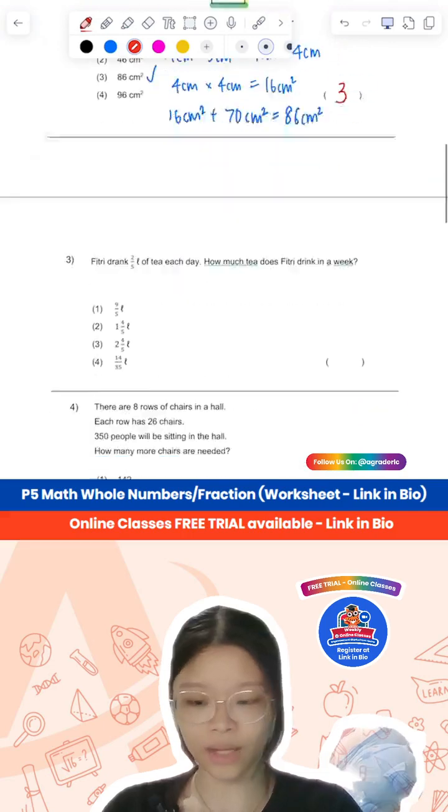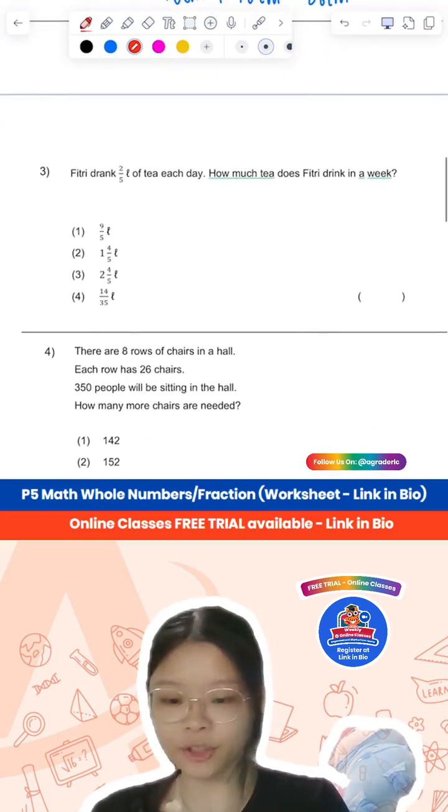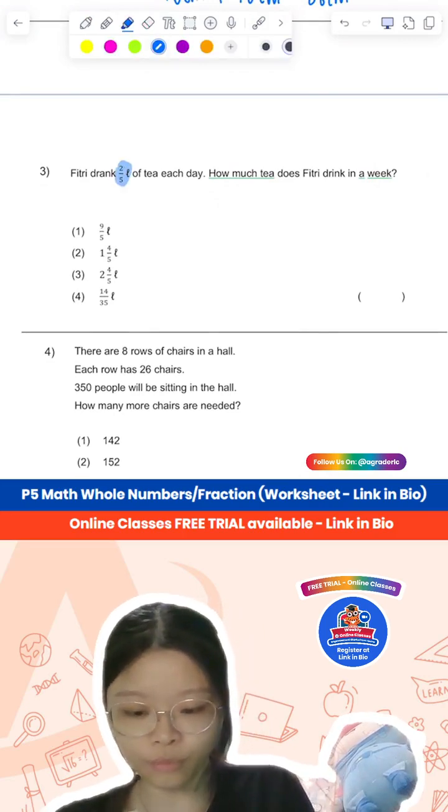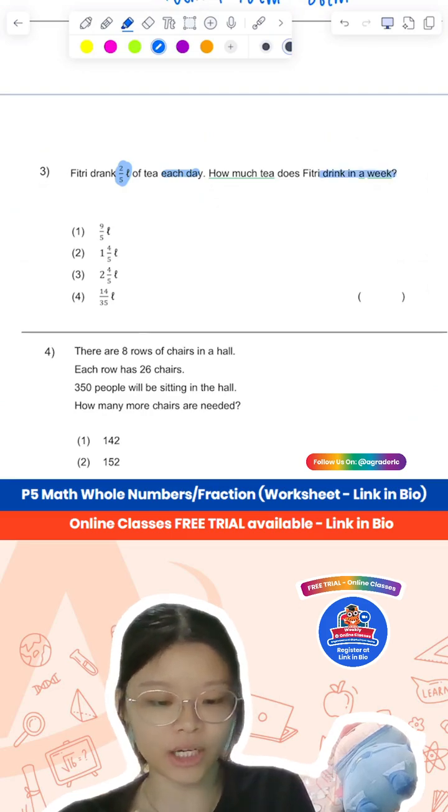Okay, now we can move on to question 3. Okay, this is our fraction practice. Fitri drank 2 over 5 liters of tea each day. How much tea does Fitri drink in a week?